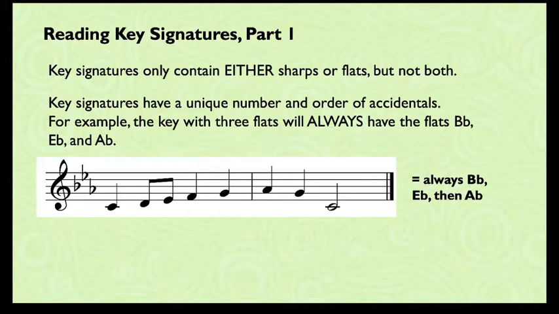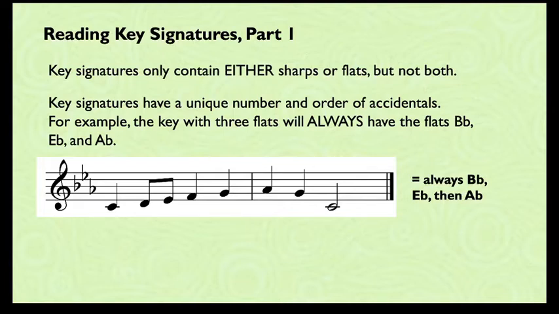First of all, key signatures always contain either sharps or flats, but not both. You'll never see a diatonic key signature with a mix of flats and sharps. Second, key signatures feature a unique number and collection of accidentals.